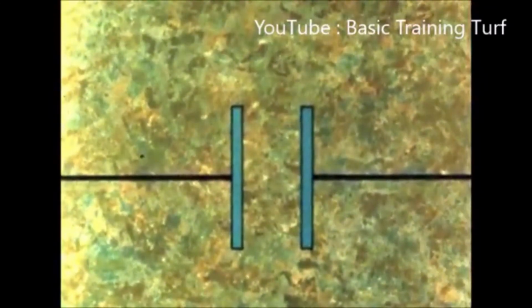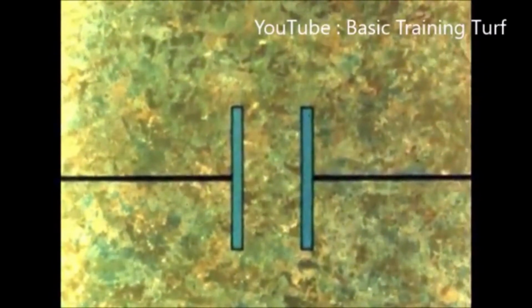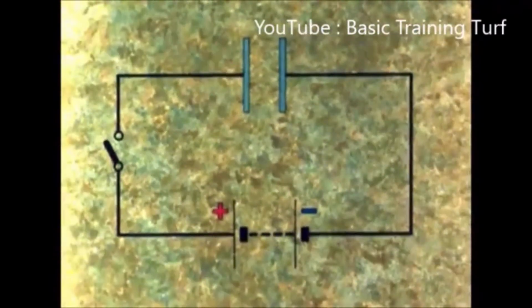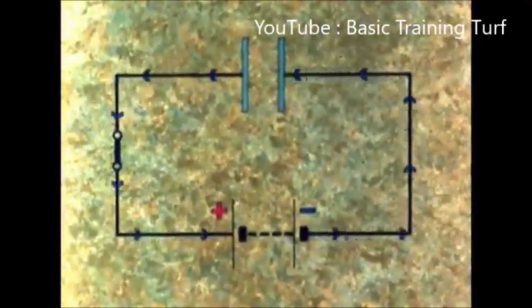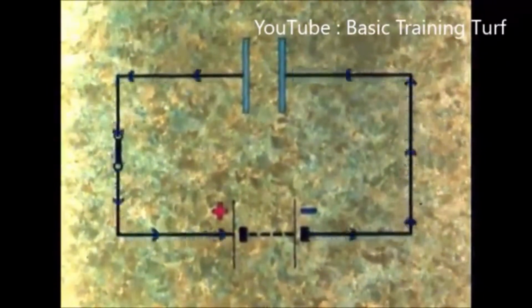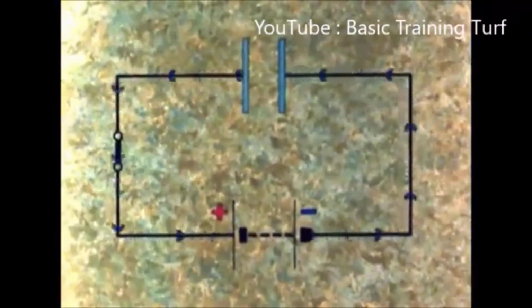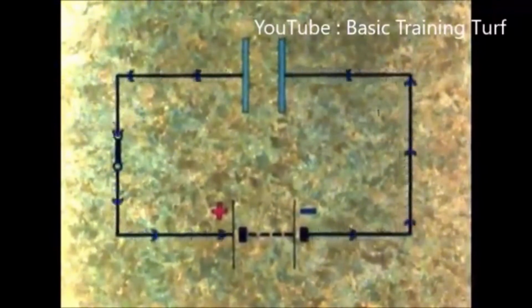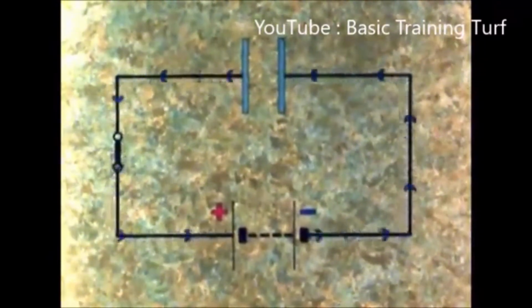Here are the two plates separated by air. The material between the plates, whatever it is, is called the dielectric. Now when the switch is made, electrons flow from the negative terminal of the battery onto the plate connected to it, making the plate negatively charged. At the same time, electrons are drawn away from the other plate onto the positive terminal of the battery, leaving the plate positively charged.